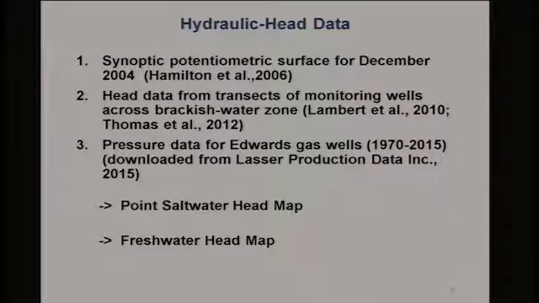So specifically, what we did was we rasterized the TDS surface from our contours and our control points, and then using the resulting TDS at each mapped hydraulic head well location, we converted that to an equivalent density using an empirical relationship we found from the USGS data.